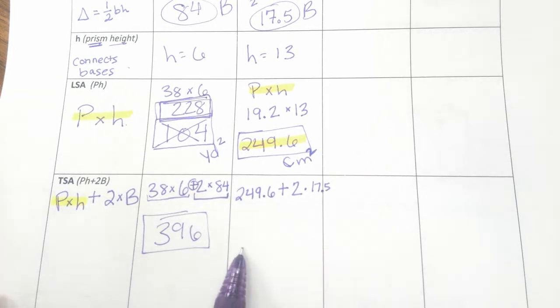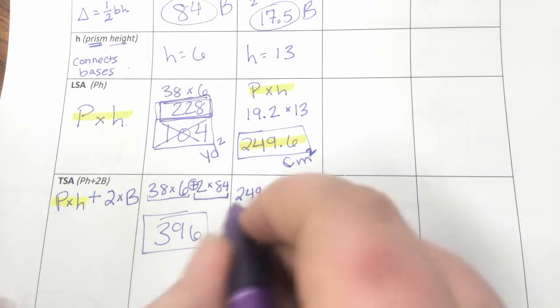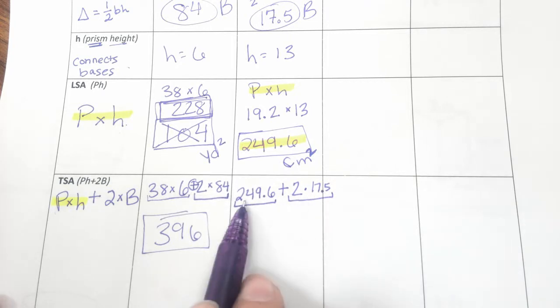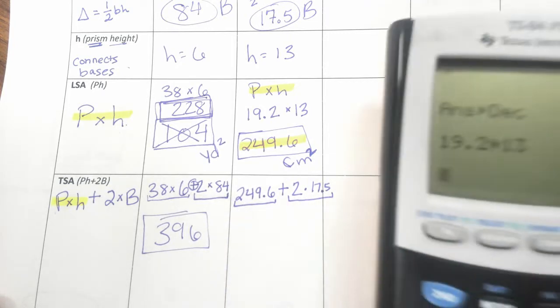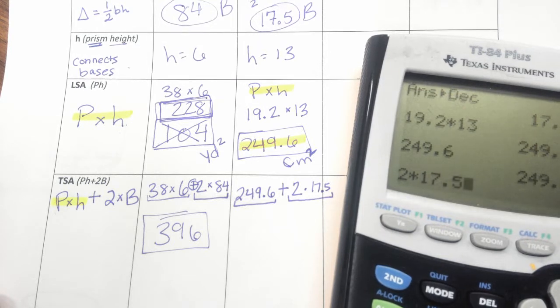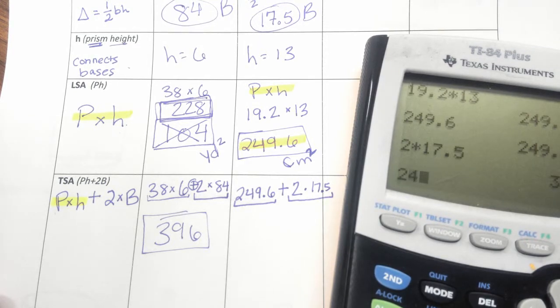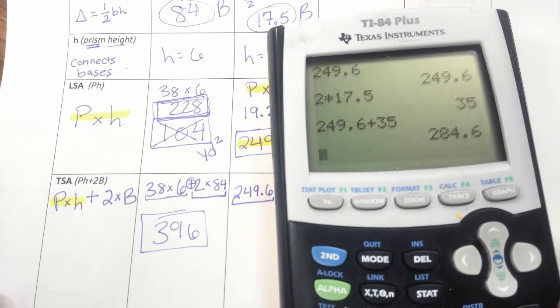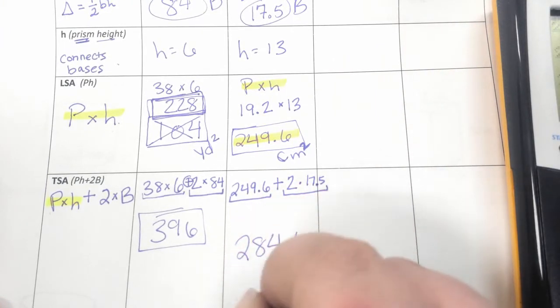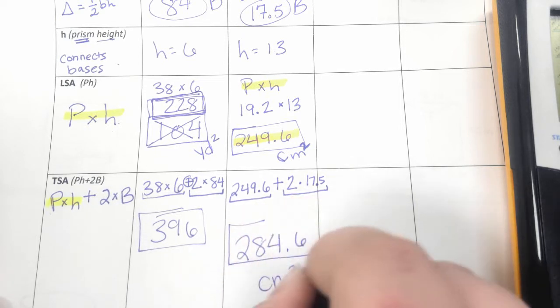I now realize that when I was finding the total surface area for number 1, I forgot to show you both methods, the way you guys prefer. It seems like most 8th graders this year are preferring to type in each individual part and then add them together. That's okay. You could do 249.6. You can say 2 times 17.5. And then you could just add those together. That's 284.6 centimeters squared, because this is area.